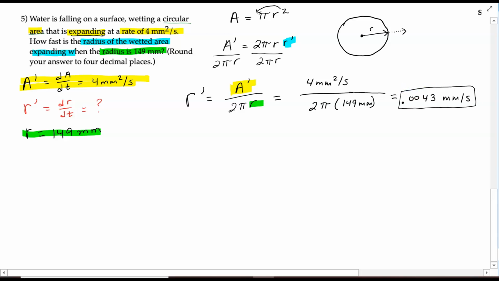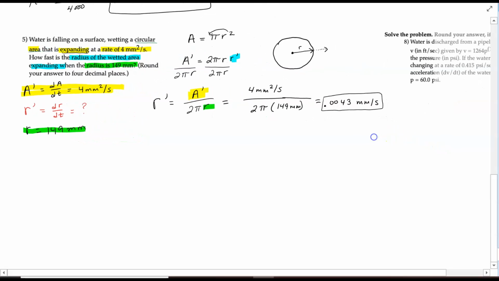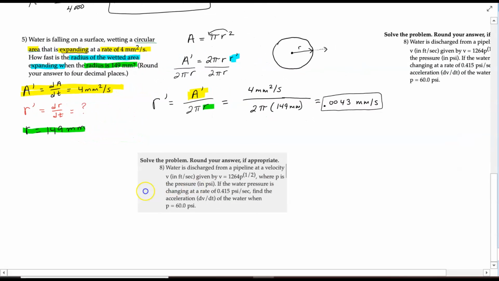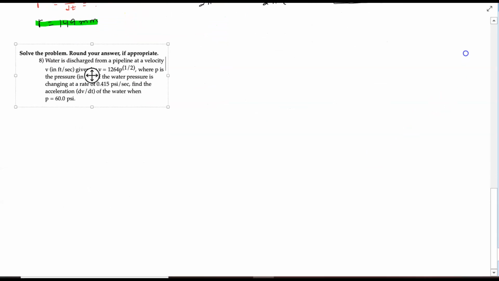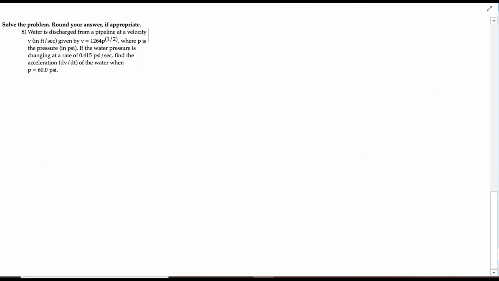Now let's take a look at one last problem here, which I'll drag over to our side of the screen. There it is, problem number 8. This one is a really nice problem. These are pretty famous, these right here, when you look at this one. And it's a nice problem.